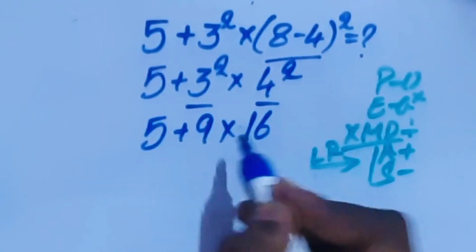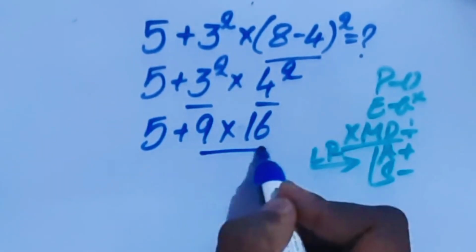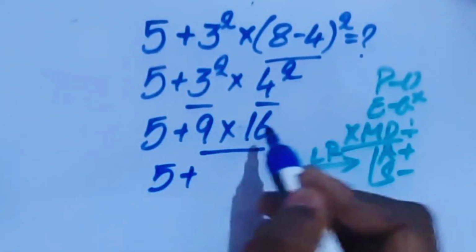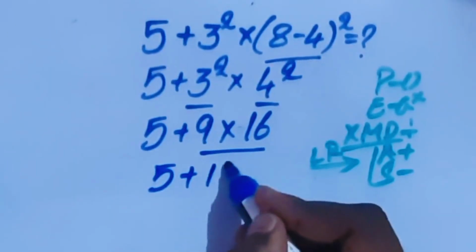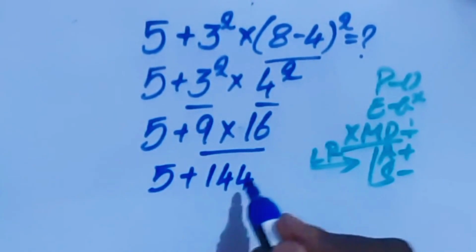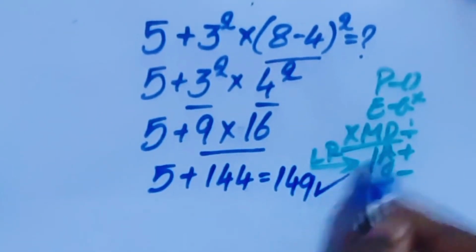Here we have addition and multiplication. Here multiplication is higher priority than this addition, so we have to do this multiplication before this addition. Here 5 plus 9 times 16 is here 144. Here 5 plus 144 is 149, which is the correct answer.